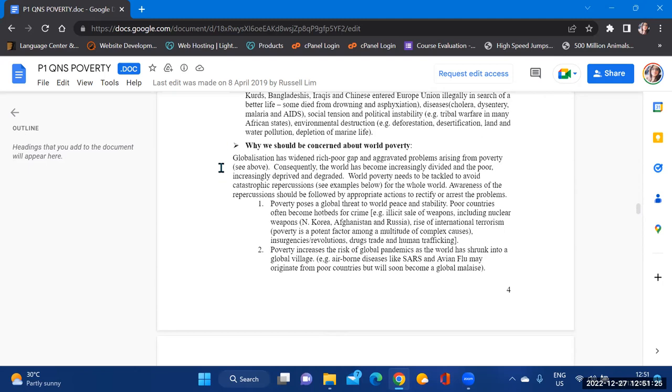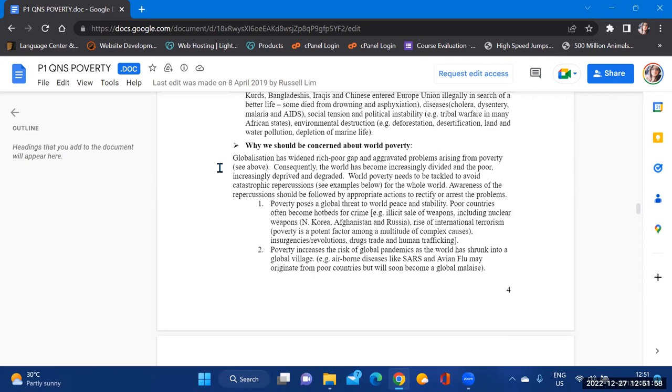Why should we be concerned about world poverty? Globalization has widened the rich-poor gap and aggravated problems arising from poverty. See above. Consequently, the world has become increasingly divided and the poor increasingly deprived and degraded. Jobs are degrading, dehumanizing, and disrespectful. World poverty needs to be tackled to avoid catastrophic repercussions. See examples above and below.